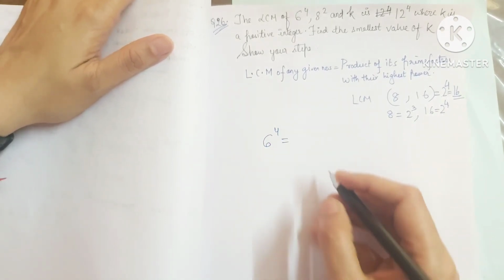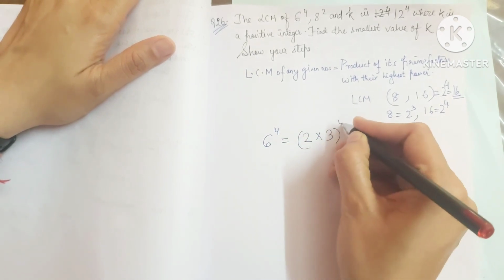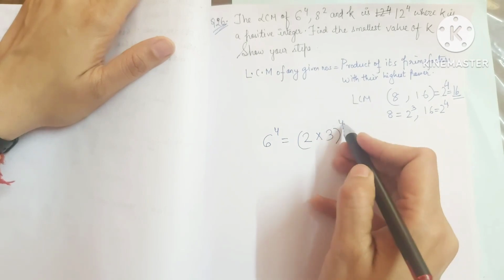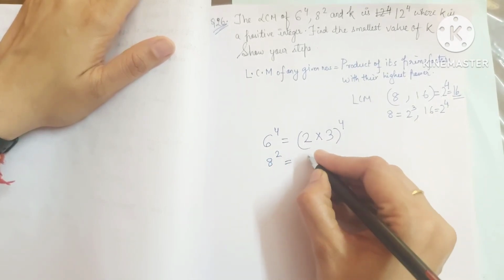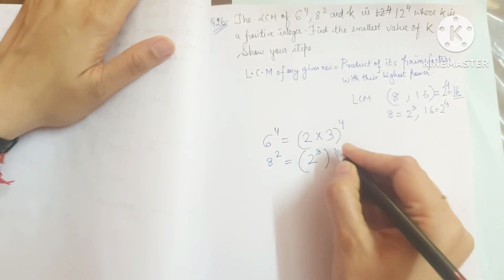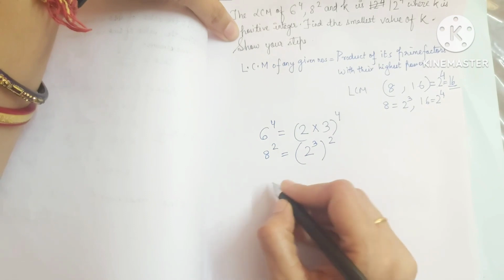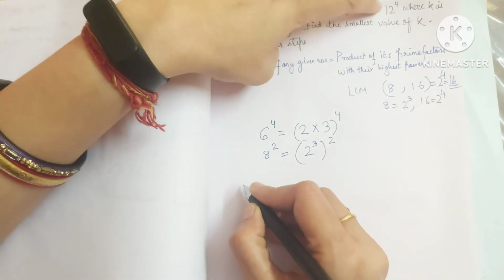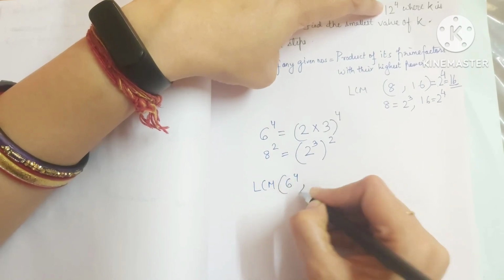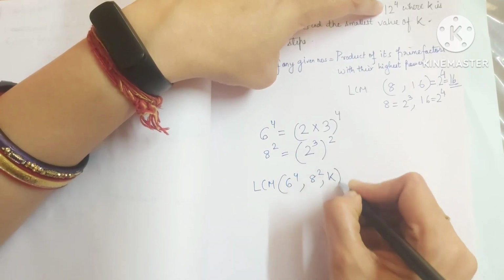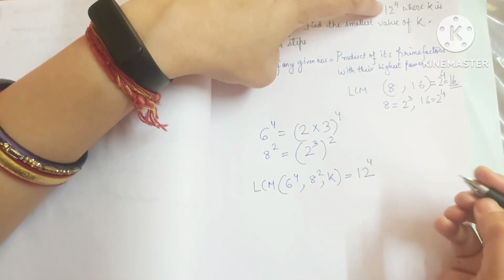6 टू द पावर 4 को मैं उसके प्राइम फैक्टर्स लिख लेती हूँ. क्या है? 2 into 3 makes 6 एंड देयर इज अ 4 आउटसाइड इन द एक्सपोनेंट. उसके बाद 8 स्क्वायर. 8 स्क्वायर क्या होगा? 8 क्या है? एक्चुअली 2 क्यूब होल टू द पावर स्क्वायर. सिमिलरली हमें दिया गया है LCM दिया गया है. LCM इज LCM ऑफ विच नंबर्स? फर्स्ट लेट मी राइट. 6 टू द पावर 4, 8 स्क्वायर और k, जिसका वैल्यू हमें फाइंड करना है. इस सब का मिला के LCM हो रहा है 12 टू द पावर 4.